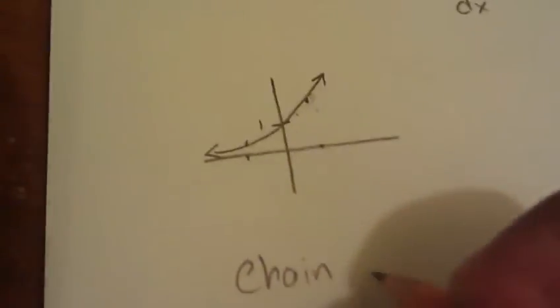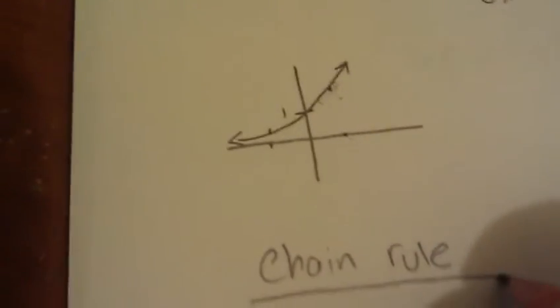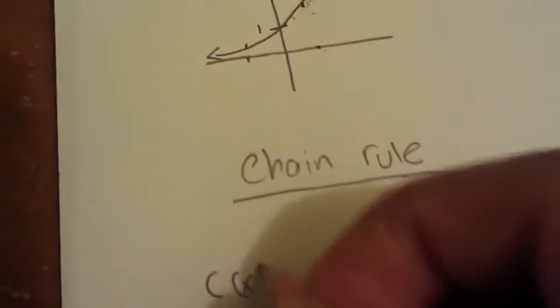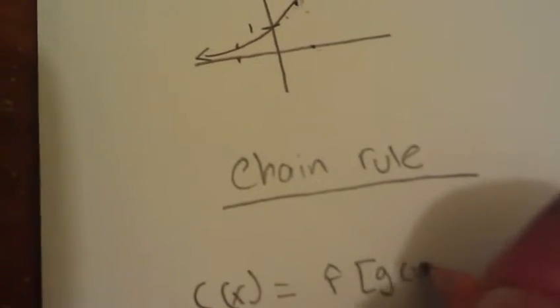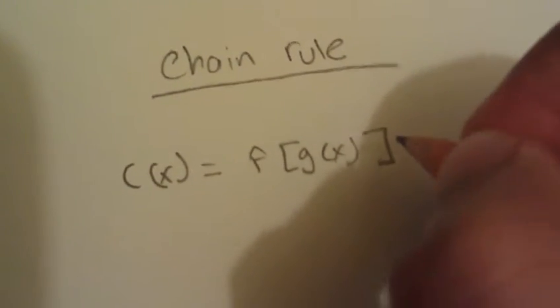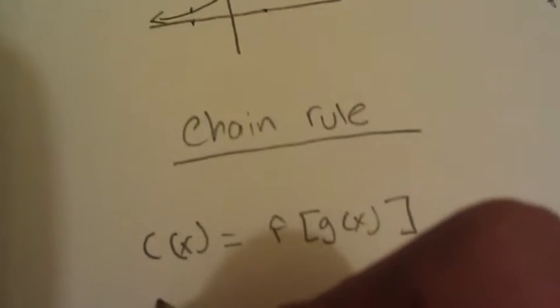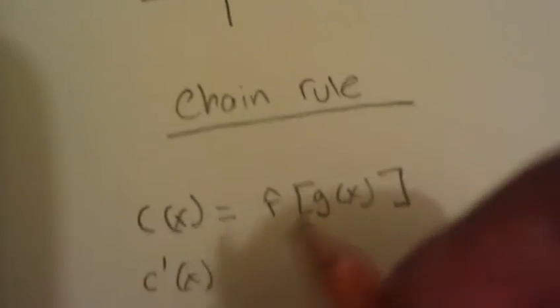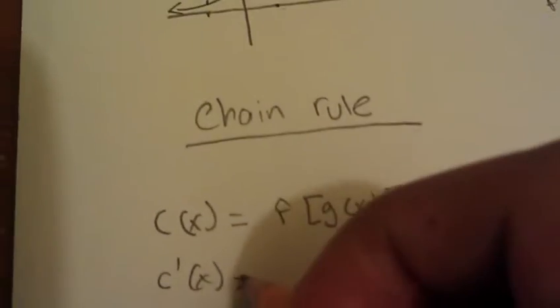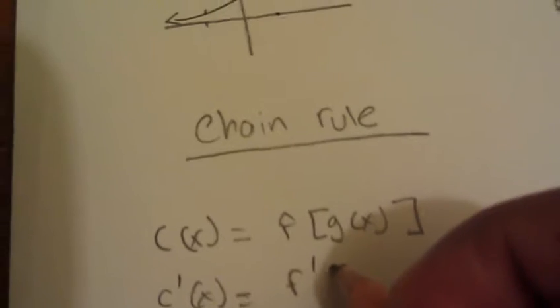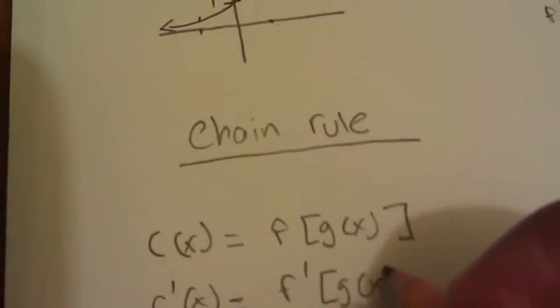The chain rule has a rule for it, and it goes something like this. If c of x equals f of g of x, then what is c prime of x? This is the chain rule. It's f prime, and you leave the inside alone.